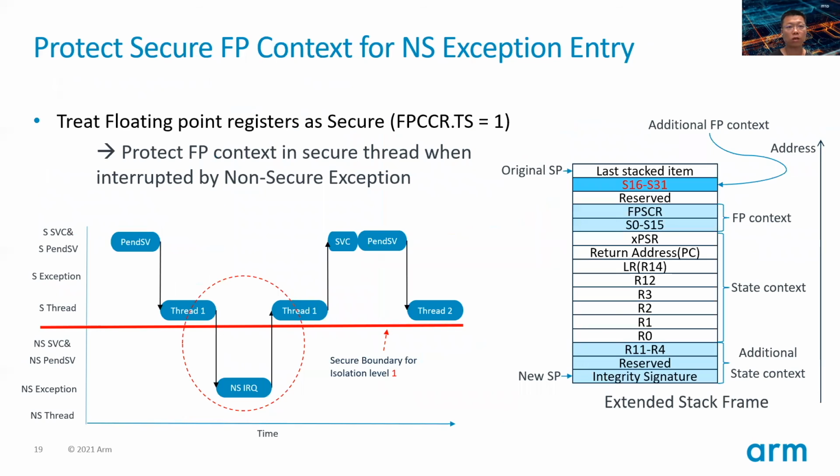Now let's talk about how to protect FP context during non-secure exception entry when the secure thread is running. We should enable the option treat floating point registers as secure. Enabling this feature will protect the FP context in the secure thread when interrupted by a non-secure exception. We can see that besides the FP caller registers, the FP callee registers are also stacked during the non-secure exception entry.